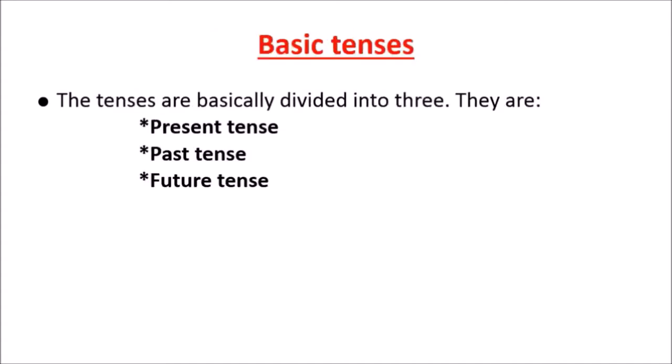Now let's learn the basic tenses. The tenses are basically divided into three. They are present tense, past tense and future tense. So these three tenses are the base for the 12 tenses in English. Clear?